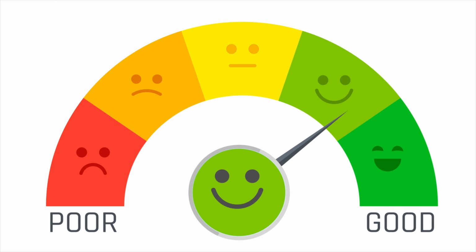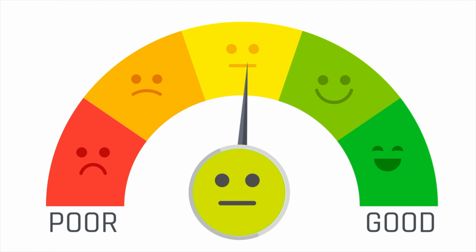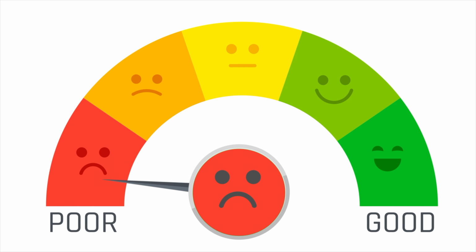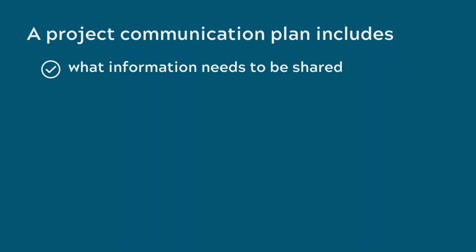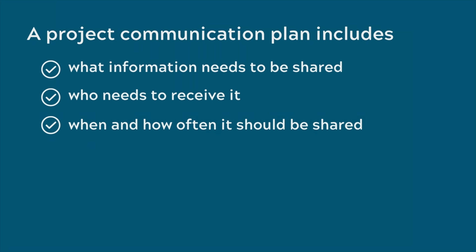I think we've probably all seen how communication can make or break a project, especially in complex higher ed environments. One solution for common communication challenges that we find in our projects is to create a project communication plan. This kind of plan includes what information needs to be shared, who needs to receive it, when and how often it should be shared, and how it will be delivered. In short, it's a roadmap for keeping everyone informed, engaged, and aligned throughout the life of a project.